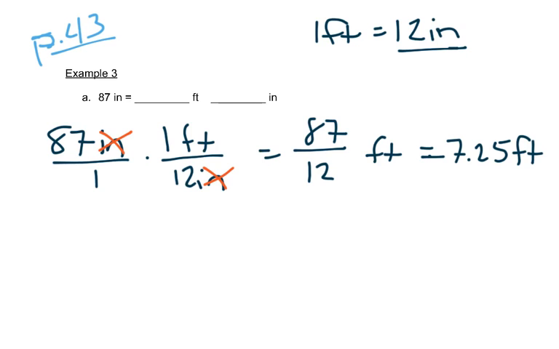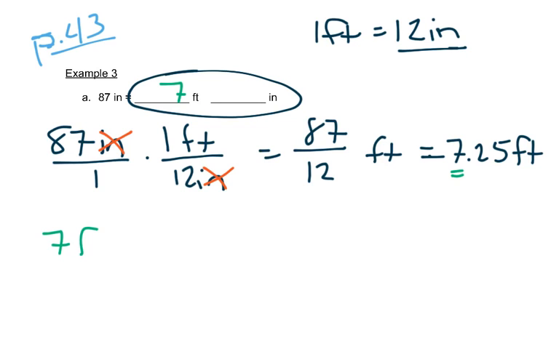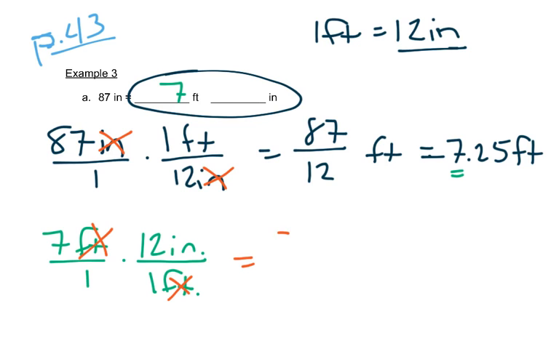Now that would be okay if our answer only wanted feet, but it wants feet and inches. So this 7 that's in front is the 7 feet. Let's figure out how many inches that is, and we could do the same thing. We have 7 feet over 1. This time we want the feet to be on the bottom and the inches on the top. That way the feet cancels out. So we do 7 times 12, and we get 84 over 1 inches, or 84 inches.